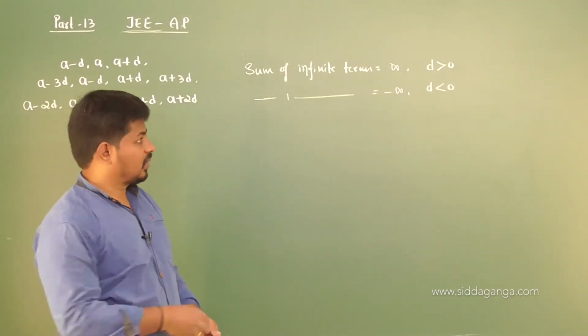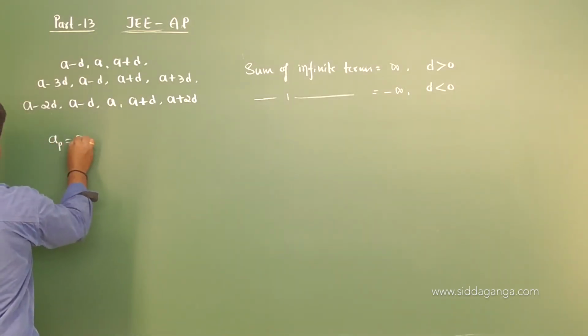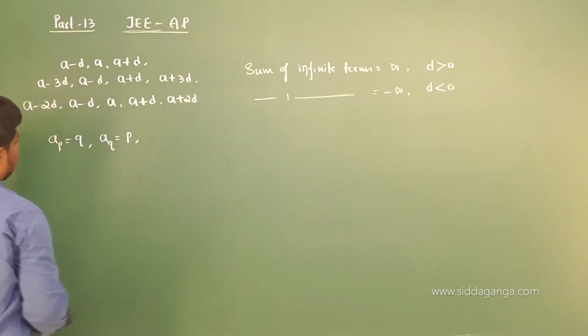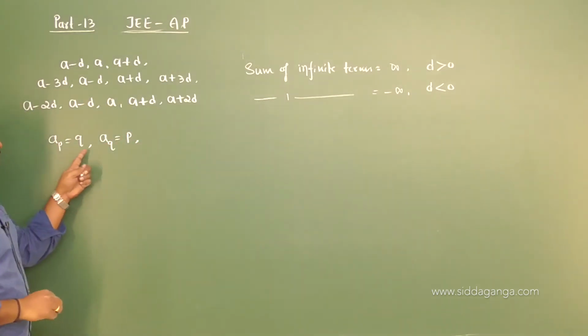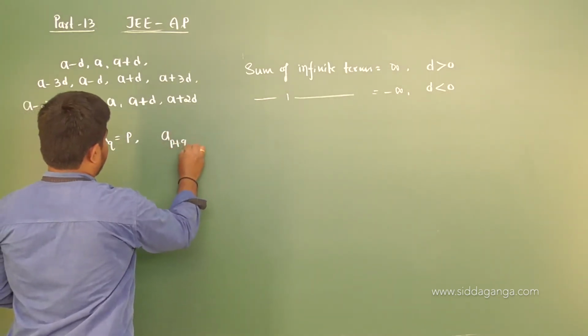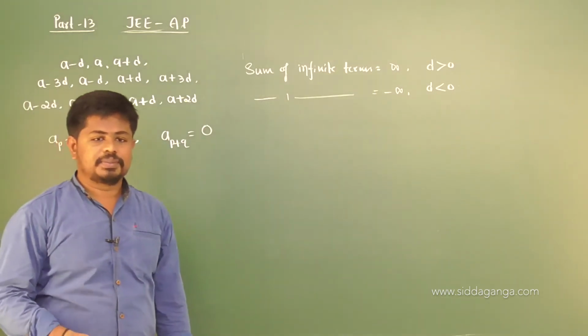Now, another result is, if the pth term is q and the qth term is p, then the (p plus q)th term will be equal to 0.